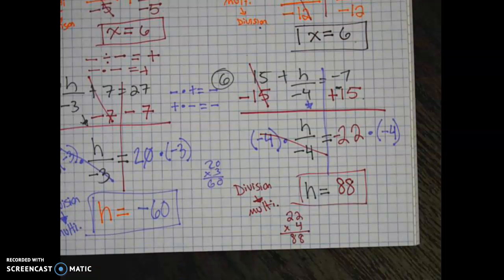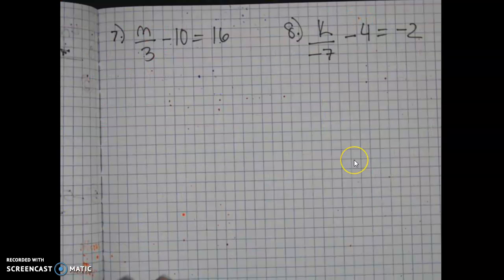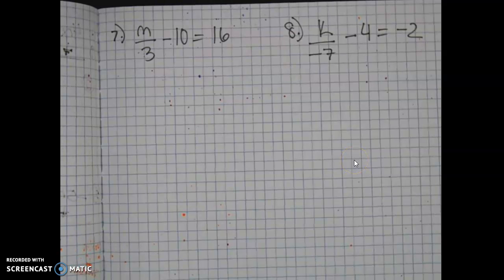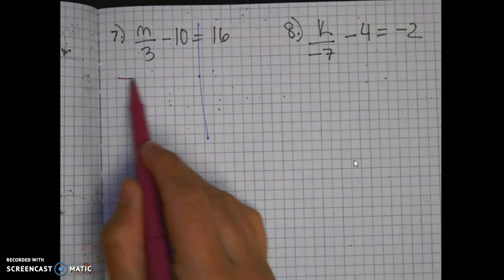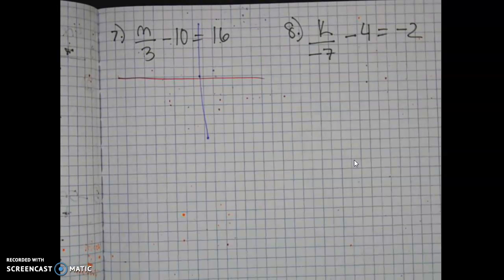Okay, get ready for 7 and 8. All right, so I have 7 and 8 here. Again, draw your line. Make sure you always draw that line regardless of what's going on. It's going to definitely help, especially when we start going into multi-step equations, meaning there's more than just 2 steps.